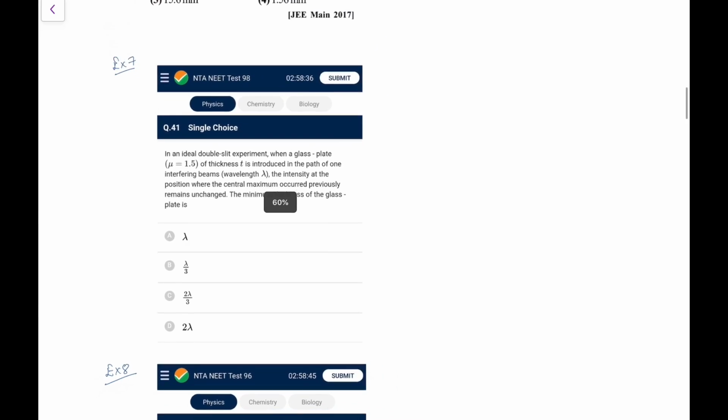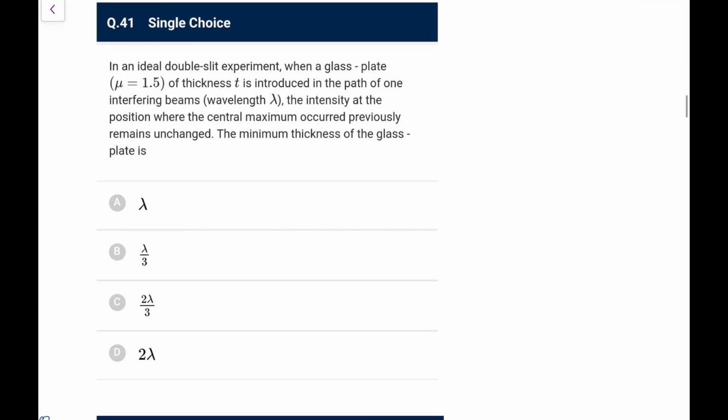Now this is an ideal double slit experiment, when a glass plate, now this is important, a glass plate of thickness T is introduced in the path of one of the interfering beams. The intensity at the position where the central maxima was there remains unchanged, that means it is still a maxima. So first of all, what happens on insertion of the plate? Initially at the center point there was no path difference, but because of this there will be a path difference, because here it travels nT instead of T, while it is traveling only T because there is no slab being placed. So what we can say, the additional path difference introduced is (n minus 1)T.